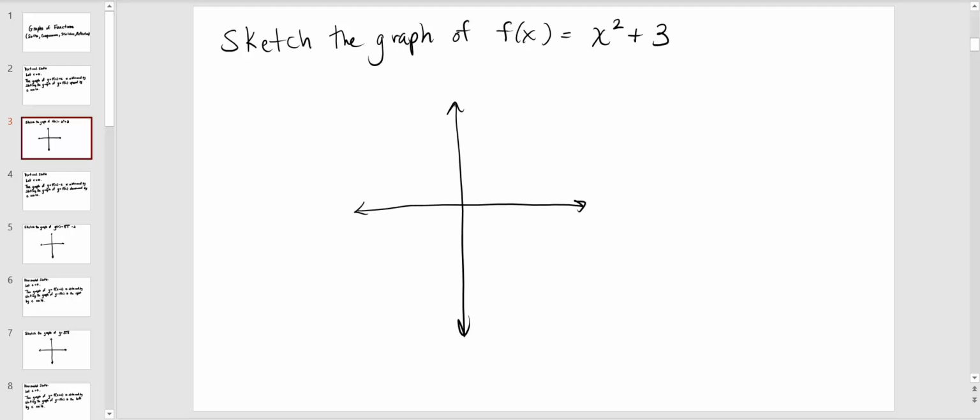So the base function that I know well, the library function I'm working off of, is y equals x squared. We know that that's a parabola that emanates from the origin. So I'm going to start by drawing that. And I'm going to label that so that you know that that's not my final graph, that's just the function that I'm starting with.